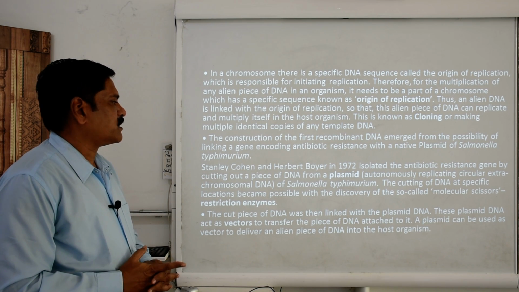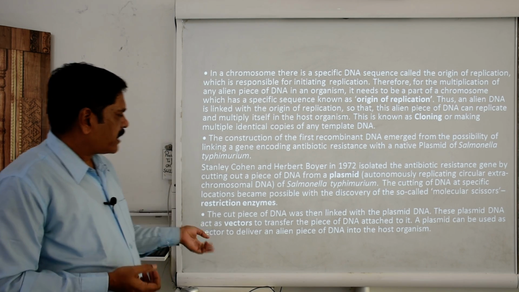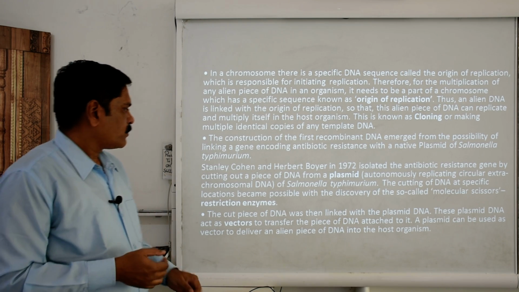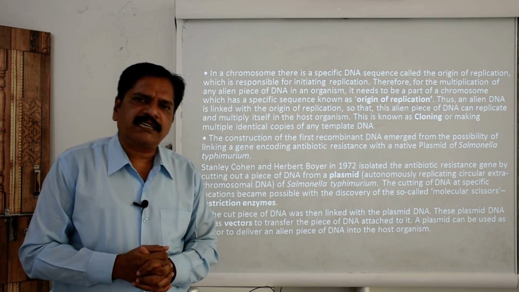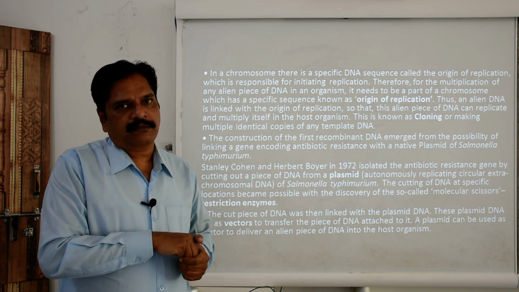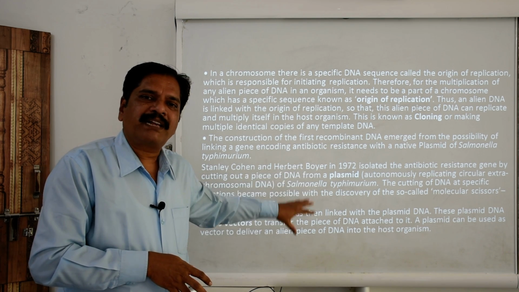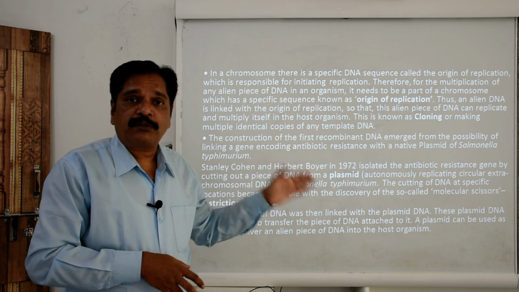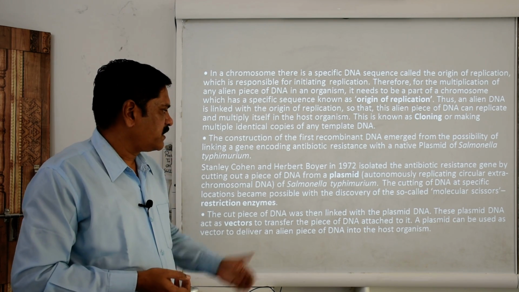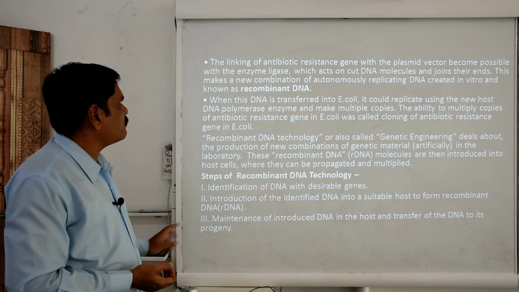Now, the cut piece of DNA was then linked with the plasmid DNA, and this plasmid DNA acts as the vector to transfer the piece of DNA attached to it. A plasmid can be used as a vector to deliver an alien piece of DNA into the host organism. Clear? So now this desired DNA is attached with the plasmid, and this way we form a recombinant DNA, and because this is present in this bacteria, it is responsible for carrying it to the host organism. That's why it is called a vector DNA. Clear? And now this vector DNA is carried to the host organism where copies of it will form.